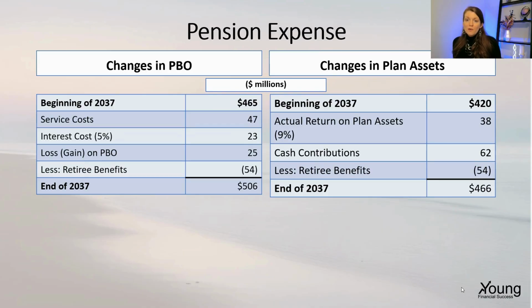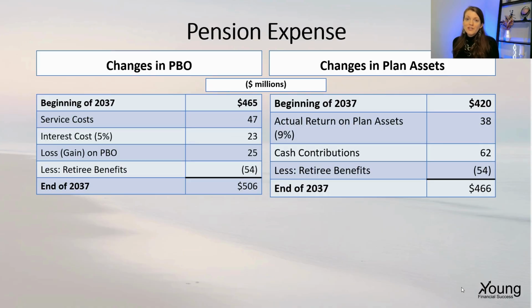So we're looking at 2037. This is where the employees have been working there for many years, and at the beginning of 2037, we had a projected benefit obligation of $465 million. We only had in plan assets $420 million. So I'm just comparing these two charts here.